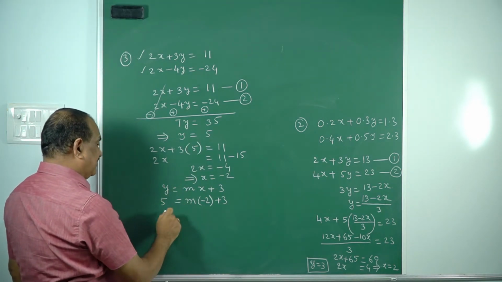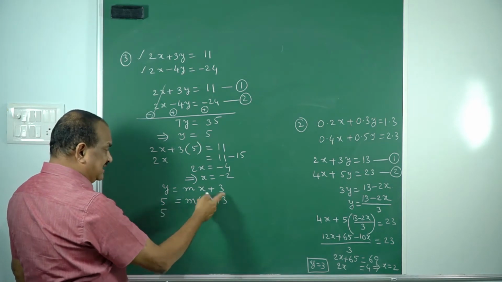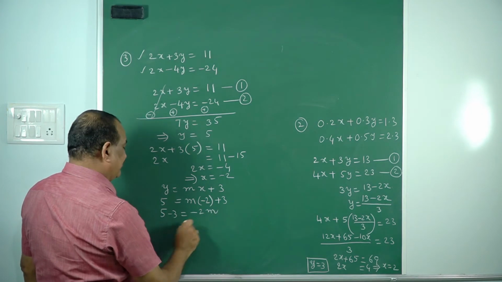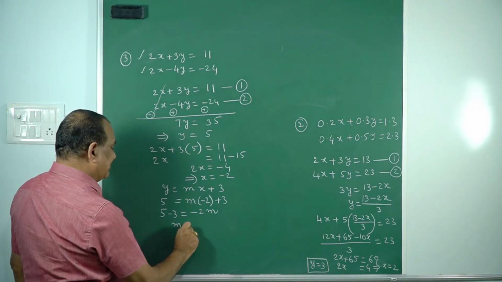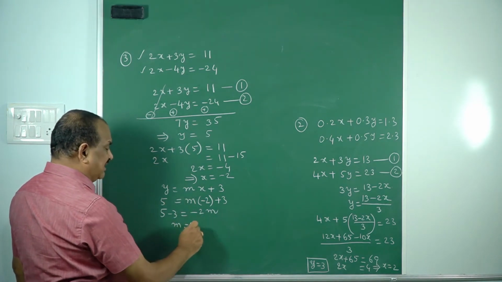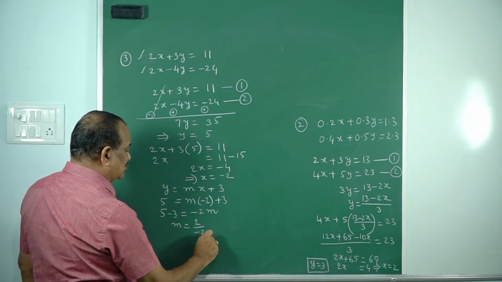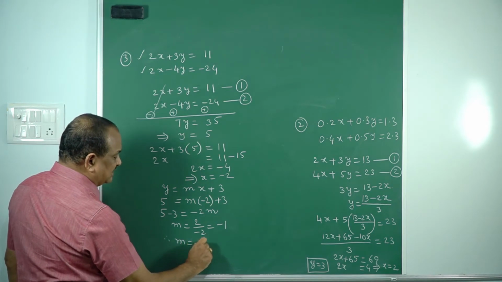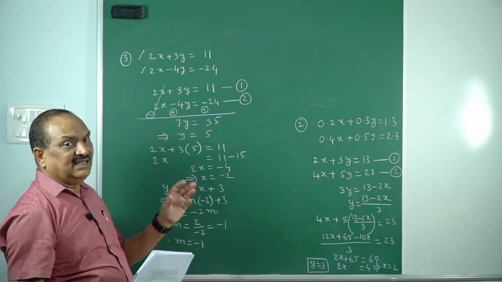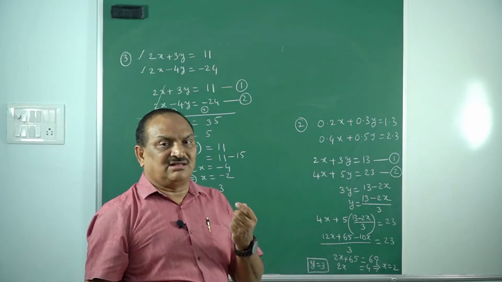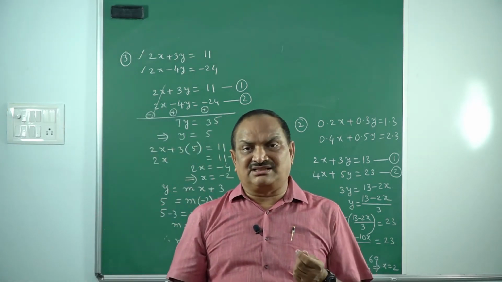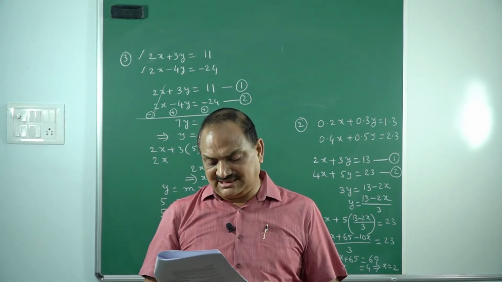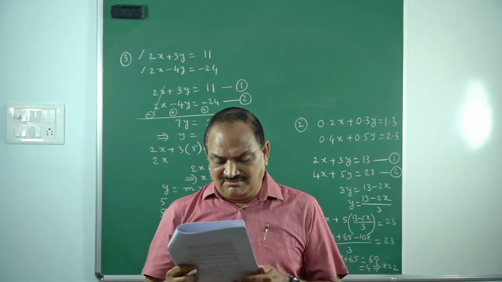That's it. 5, bring 3 this side. 5 minus 3 equals minus 2m. And m is equal to 2 by minus 2, which is minus 1. And therefore, the m value is minus 1. Okay, so having got the values for the first pair of linear equations, that is substituted in another line, y is equal to mx plus 3, and we get the value of m there.